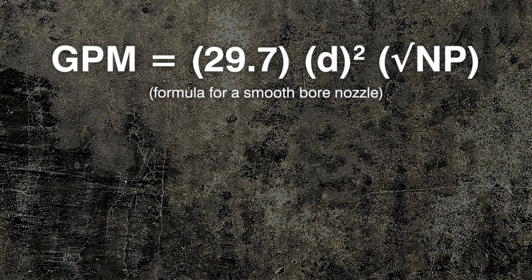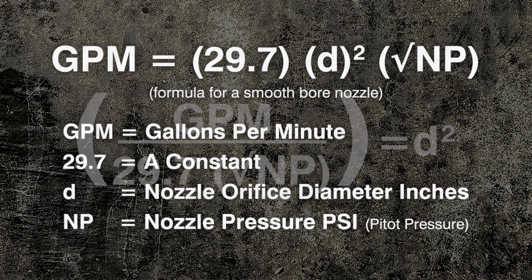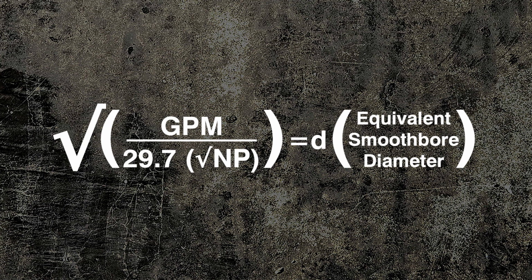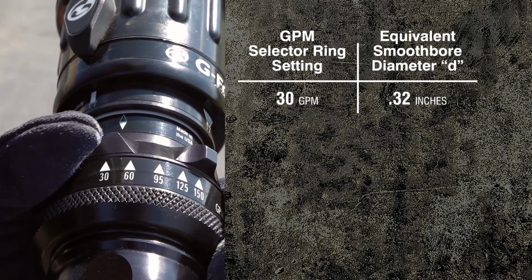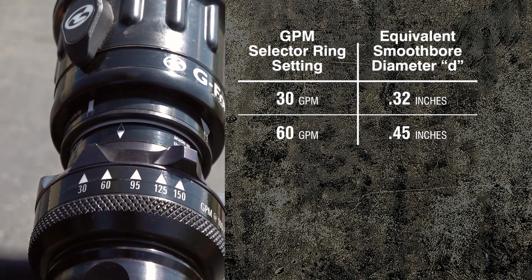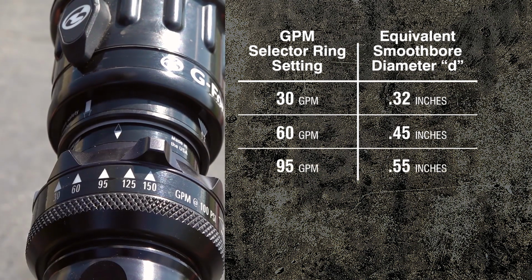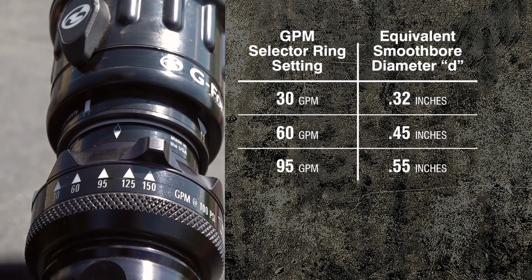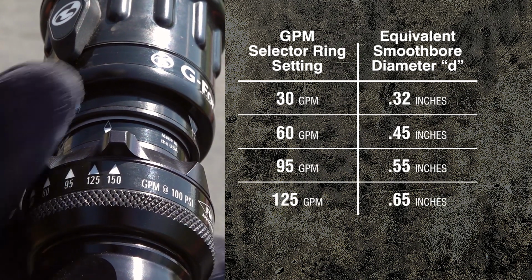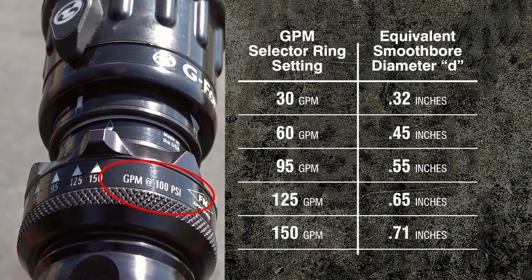You are able to use the same smoothbore flow formula for each setting of the selector ring on a selectable GPM nozzle. Each choice on the selector ring is equivalent to its own smoothbore diameter. When we solve for D using the smoothbore equation, we can figure out the smoothbore diameter for each flow option on the selector ring at the nozzle's rated pressure.